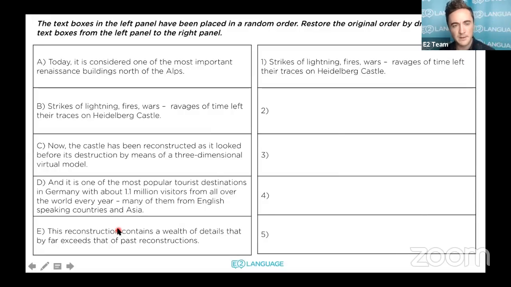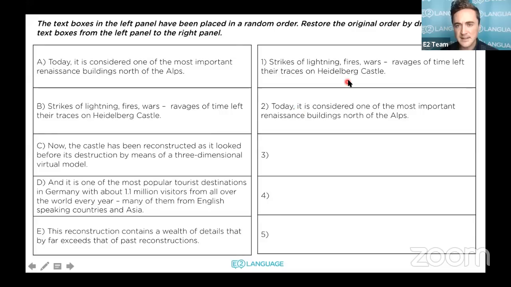The problem is when you have several, then you need to start doing some logical gymnastics. But we've got a clear independent sentence with a clear object, Heidelberg Castle. Today, Heidelberg Castle is considered one of the most important Renaissance buildings north of the Alps. It could have been C because we've got Heidelberg Castle and then now the castle has been reconstructed. But again, you've got a little bit of a leap of faith there. The meaning hasn't come out naturally there.